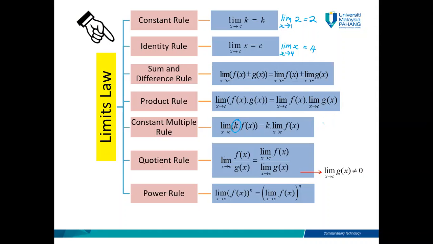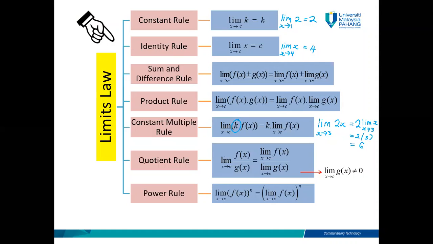For example, the limit of 2x when x approaches 3. This equals, you can bring the constant to the front, 2 times the limit of x when x approaches 3. We substitute, because this is the limit technique, the substitution method. So we substitute: 2 times the limit of x when x approaches 3, using the identity rule, we get 3, so it equals 6.